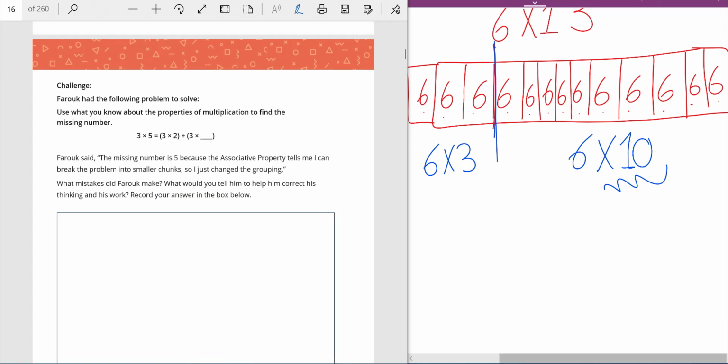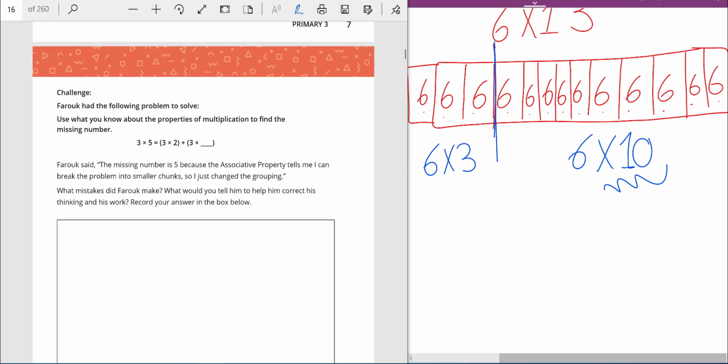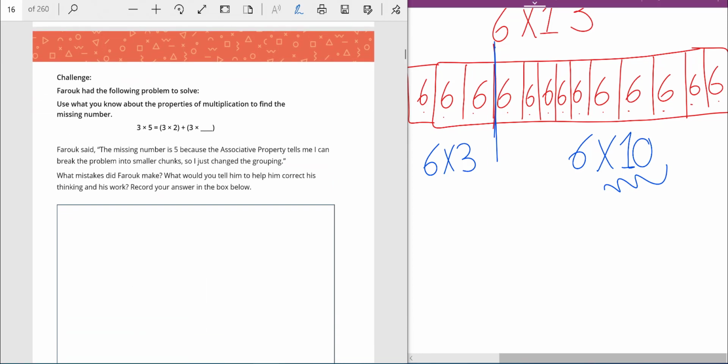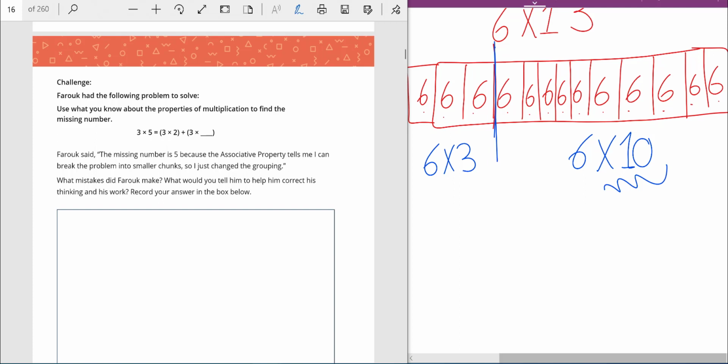Okay, now go to book page 8. But before solving the challenge, we should remember the definition of distributive property. When we have large factors or a greater number, we divide the multiplication problem into two smaller numbers. Now, Farouk had the following problem to solve. Use what you know about the properties of multiplication to find the missing number.